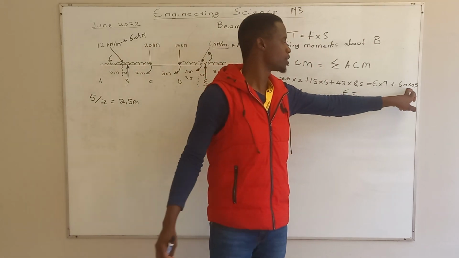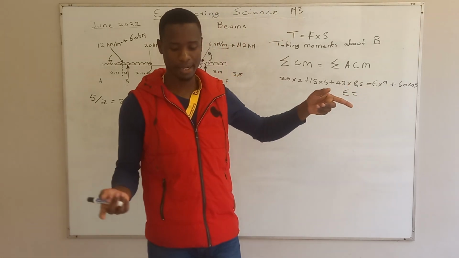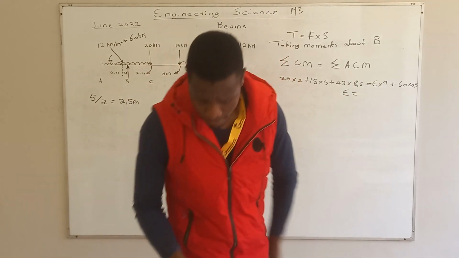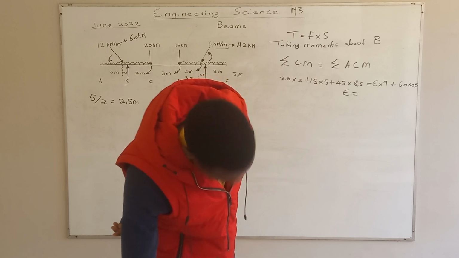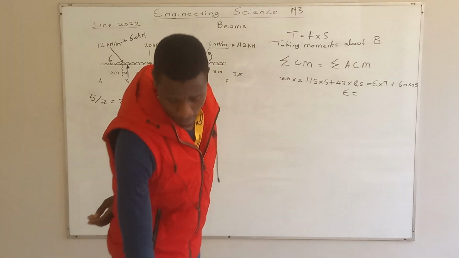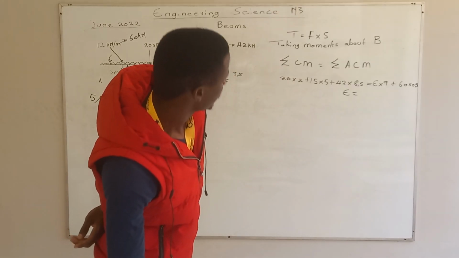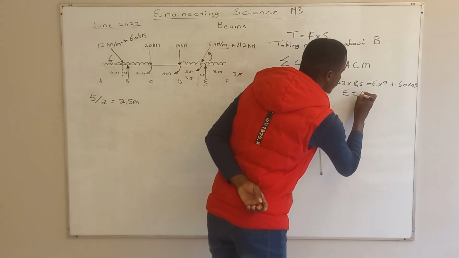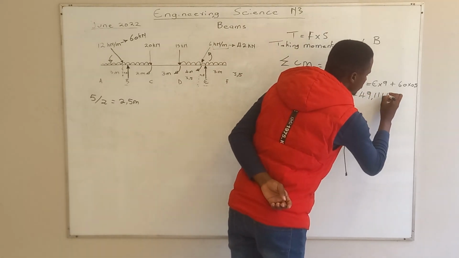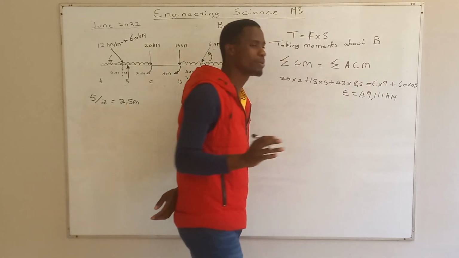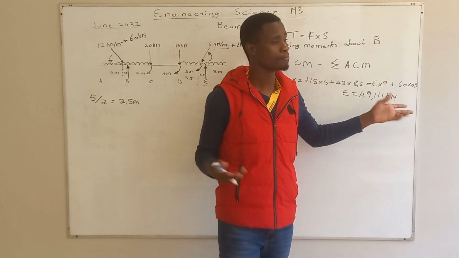Now, you're going to transpose this one to the other side, it's going to be negative. And everything you're going to divide by 9. So let me calculate and see the answer. Okay. Now our answer gives us 49.111 kilonewtons. Please don't make the mistake of leaving out the SI unit, because if you leave out the SI unit, marks lost.